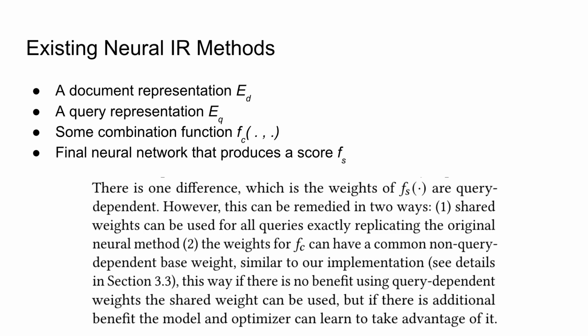They have some combination function, FC, which combines the document and the query. And they have a final neural network that takes the combined document and query representations from FC and produces a score, and that neural network is, we're going to call it FS. It's some function.